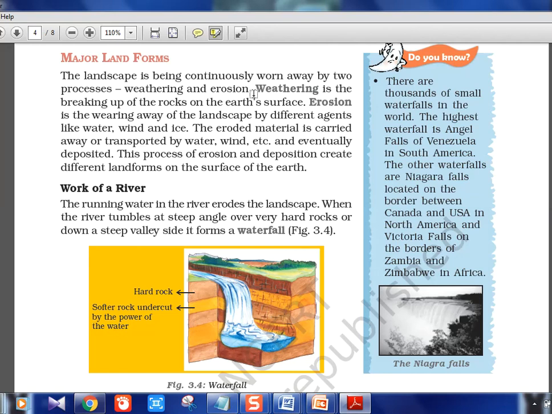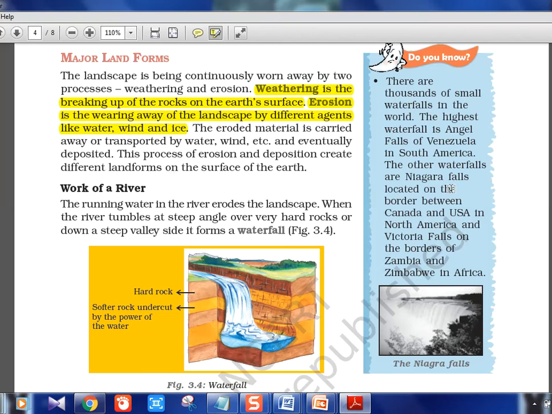Okay, so weathering is the breaking up of rocks on the surface. Erosion is the wearing away of the landscape by different agents like water, wind and ice. Eroded material is carried away or transported by water, wind, etc. and eventually deposited. The process of erosion and deposition creates different landforms on the surface of the earth.